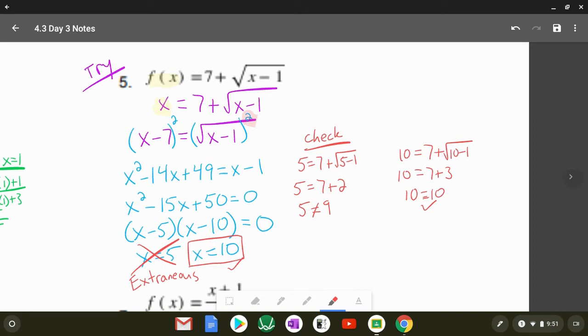As we go through that, we notice once we get our x values as 5 and 10, when we checked the 5, it did not work. So 5 was an extraneous solution, 10 was not, so it did work. Okay? Again, be very careful and make sure that when you do one of those two things, squaring or multiplying by a variable, that you do check for extraneous solutions at the end.